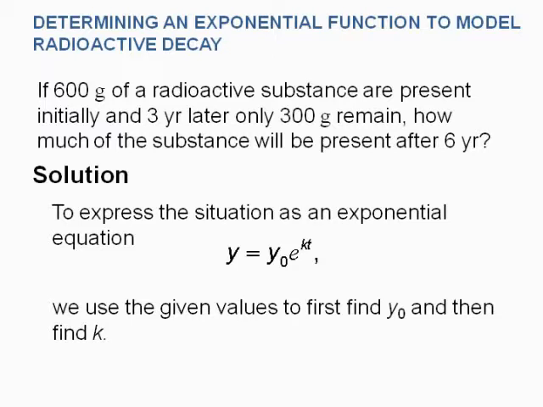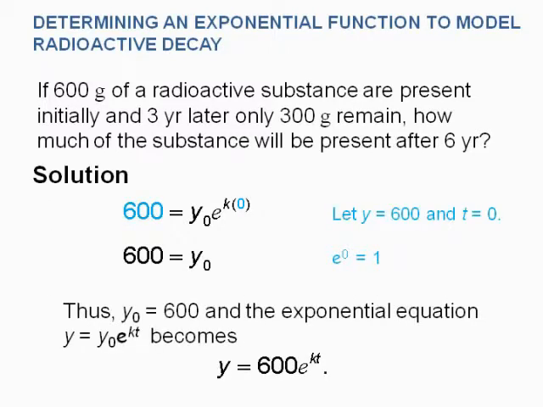So let's say we have 600 grams of a radioactive substance present initially, and 3 years later only 300 grams remain. How much of the substance will be present after 6 years? So we've got our exponential equation here. We want to express this situation using it, y equals y sub naught e to the kt power. We're going to use the given variables to first find y sub naught and then k.